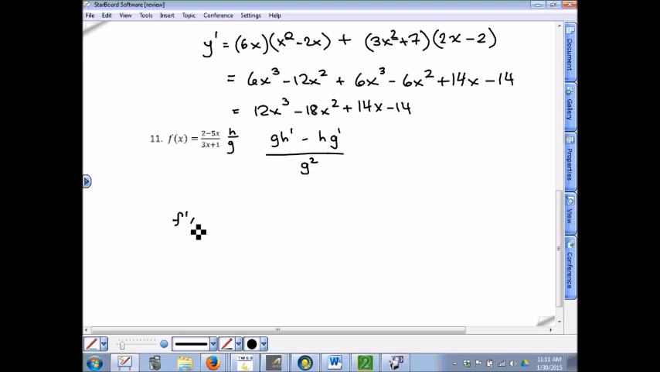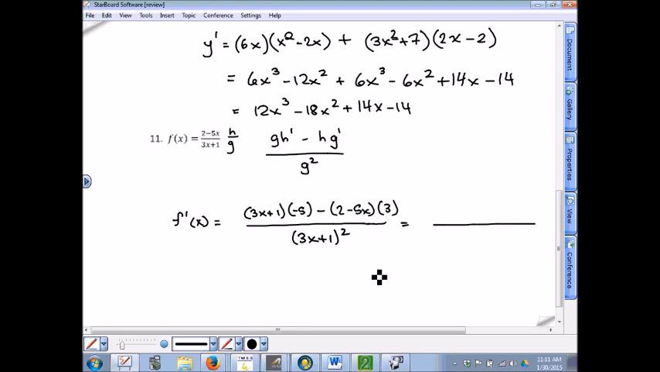So f prime of x would be the low function, 3x plus 1, multiplied by the derivative of the high function, so that's -5, minus the high function, h, times the derivative of the low function, all over the low function squared. So that's 3x plus 1 squared. Then we simplify.